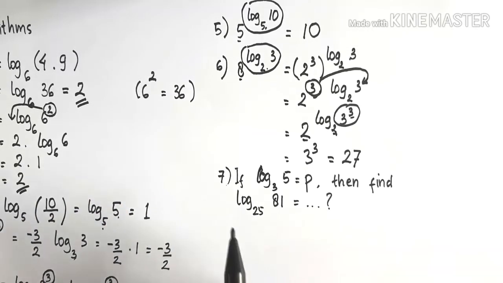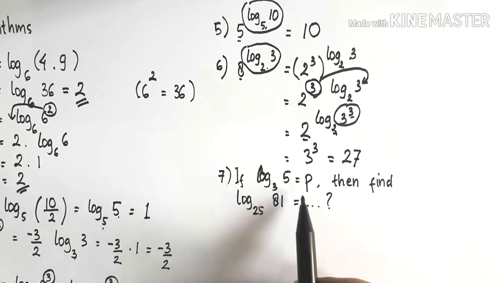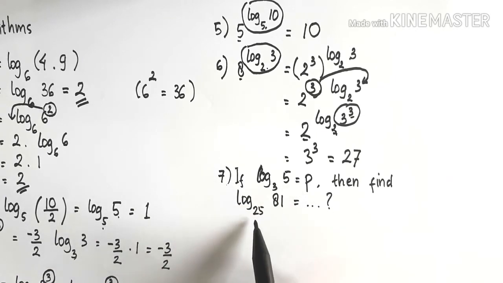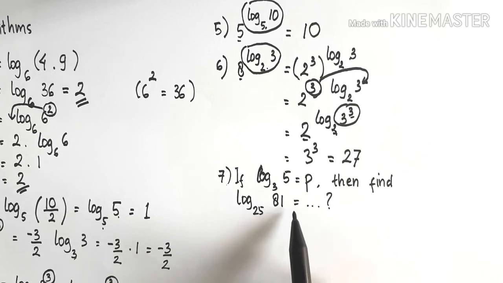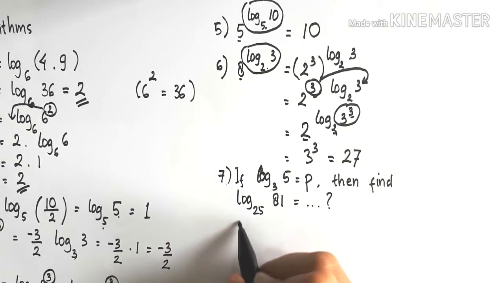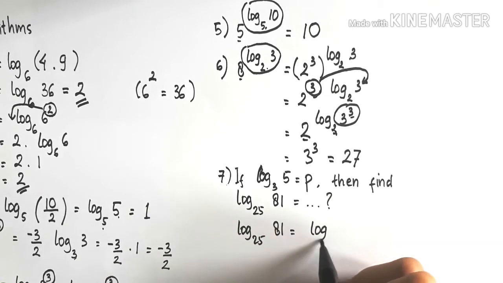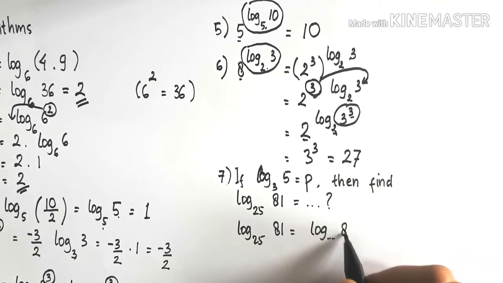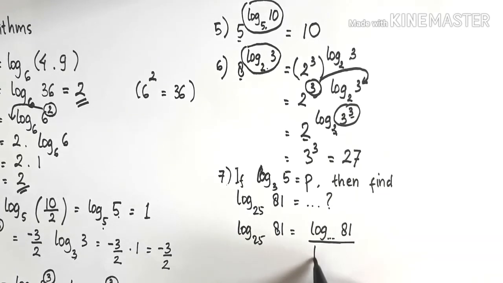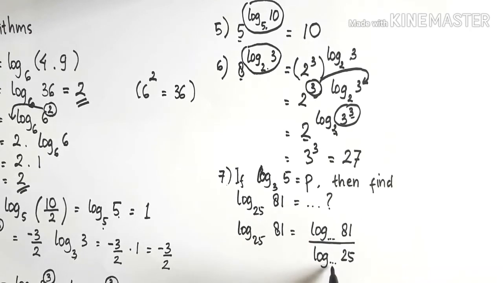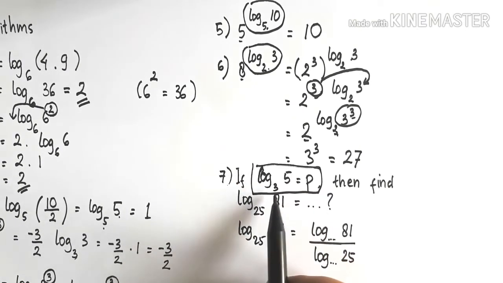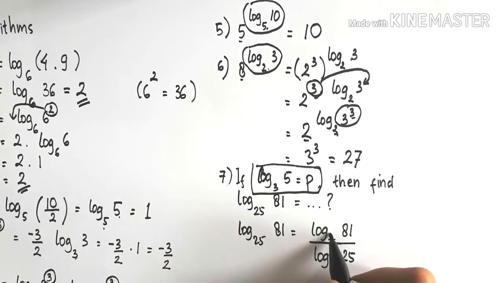Number 7. If log base 3 of 5 equals p, then find log base 25 of 81. Here we use the properties. Log base something of 81 over log base something of 25. What is it? It is blank. And then back here we know the base equals 3. Then we can use 3 as the base here.